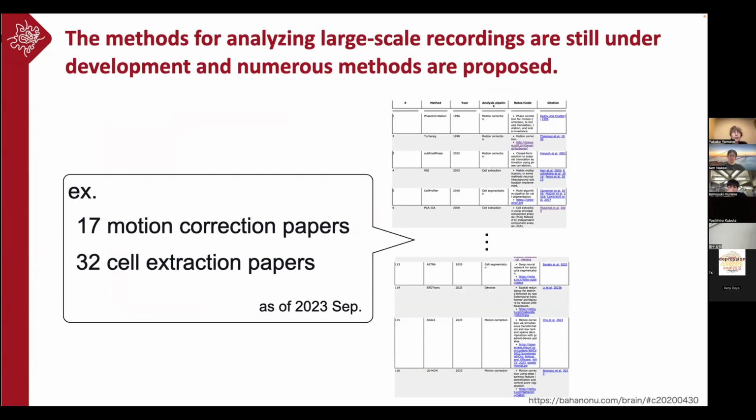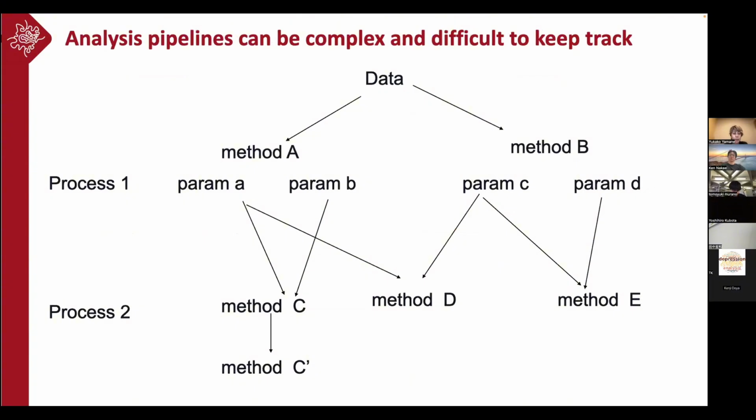The methods for analyzing large-scale recordings are still under development, and numerous methods are proposed and available online. The table on the right displays various methods for early-phase analysis of calcium imaging. These methods are published continuously every year. Thus, data analysis often includes trial and error, taking up a new method, and comparing multiple methods and their parameters. Thus, the pipeline becomes very complex. In such a situation, keeping reproducibility is very difficult.